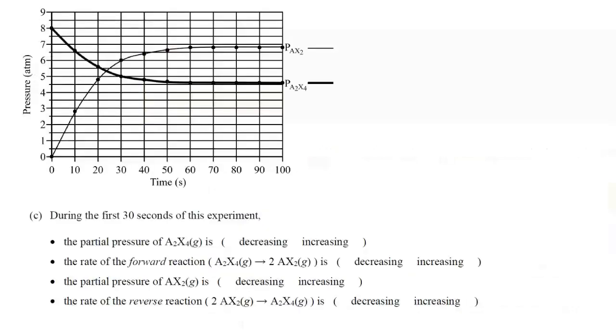Now, in part C, I'd like to take a look at the beginning of the experiment. During the first 30 seconds of this experiment, this is before equilibrium has been reached. So let's focus on the first bullet point.